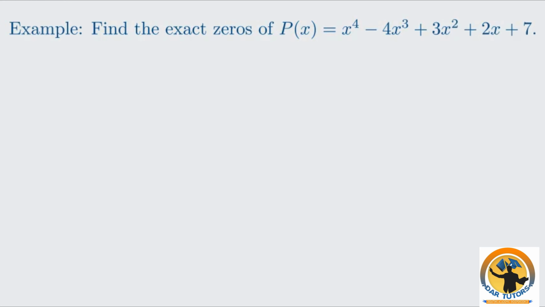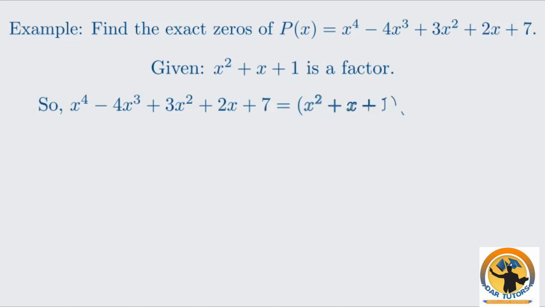Let's try another example, this time with a quartic polynomial. We'll find the exact zeros of p of x equals x to the 4th minus 4x cubed plus 3x squared plus 2x plus 7. Our goal is to find the exact zeros of this quartic polynomial. The problem statement gives us a crucial piece of information. X squared plus x plus 1 is a factor. This means we can write our quartic as the product of this quadratic factor and another quadratic factor. We'll use the method of equating coefficients to find a and b.